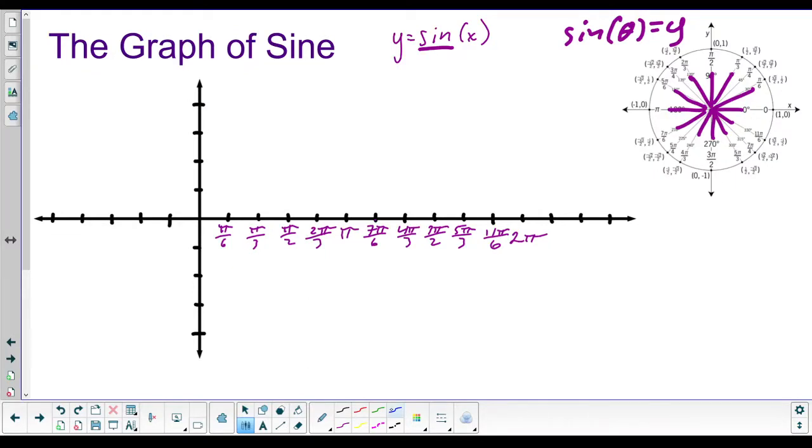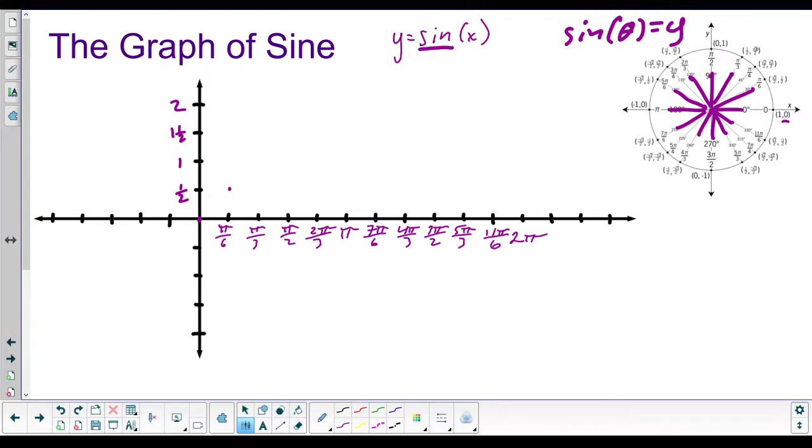So at 0 degrees, y is 0. So we're going to start at 0. Awesome. At pi over 6, we're at a half. I'm going to make this 1/2 and then 1, 1.5, 2, just to spread it out a little bit. So we're going to go over to pi over 6, up a half.